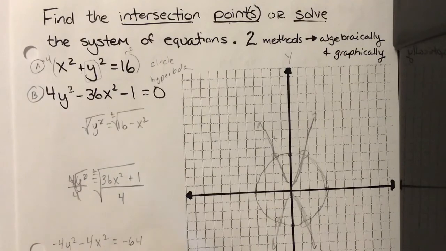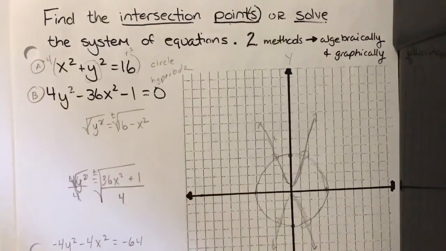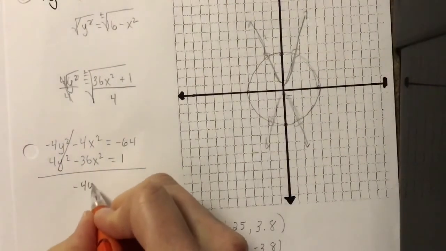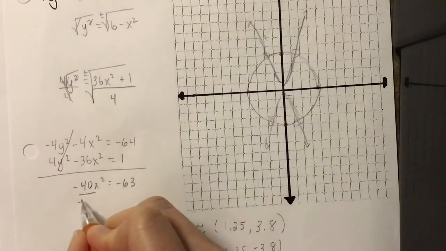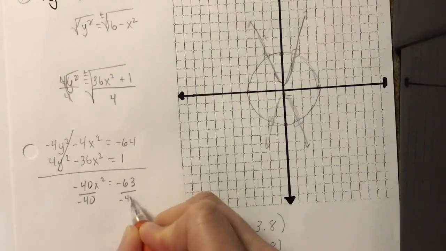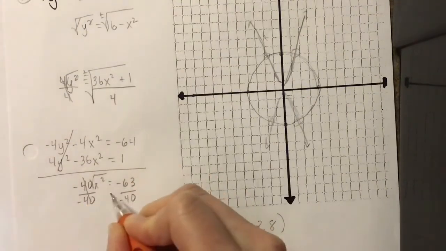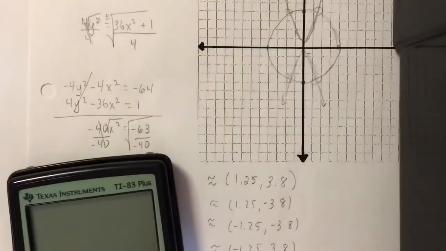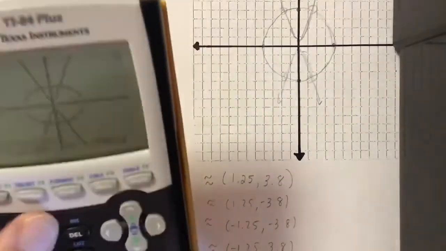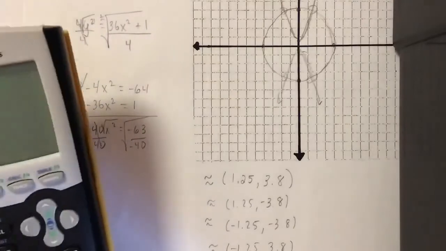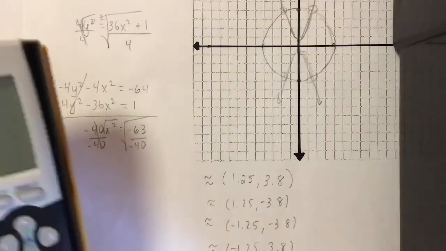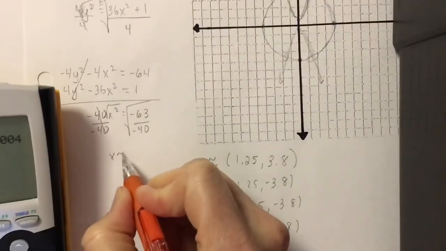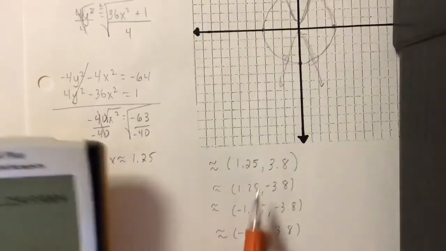Okay. Then I'm going to add the 1. You get 1. Okay. Eliminate y squared. I get negative 40x squared equals negative 63. Divide negative by negative. And square root. So let's see. Let's square root. Oops. Grab this guy. Square root of 63 divided by 40. The negatives will cancel. If we're right, we will get about 1 point... You got it. 1.25. Exactly what we got.